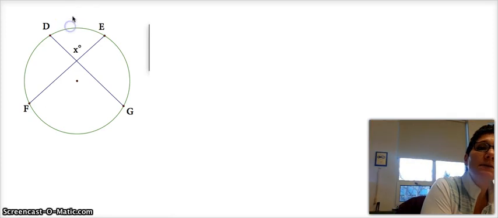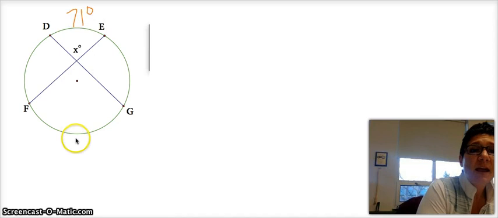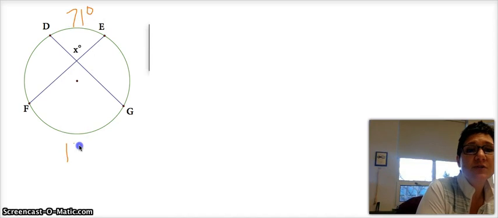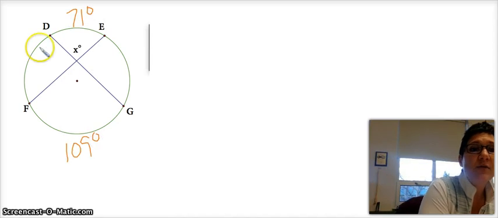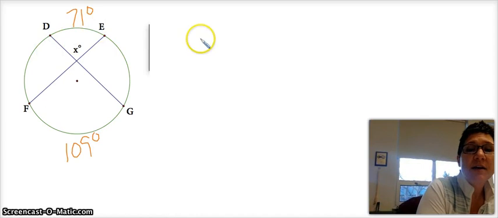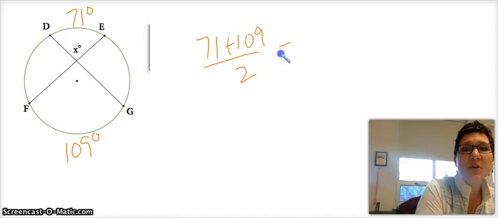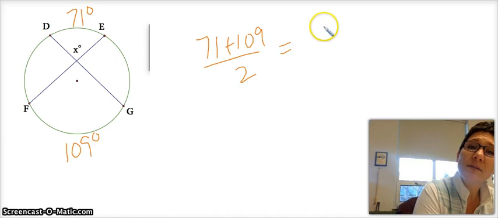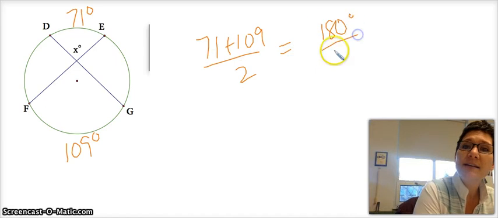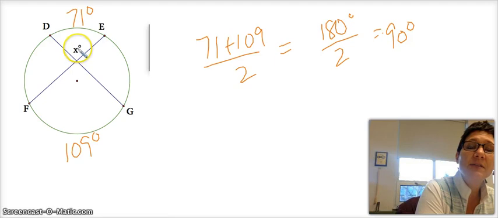71 degrees, and this guy over here is 109 degrees, right? If I did 71 plus 109 divided by 2, that gives me, how funny is that, 180 divided by 2, so that's 90 degrees. So this happens to be a 90-degree angle in this instance.